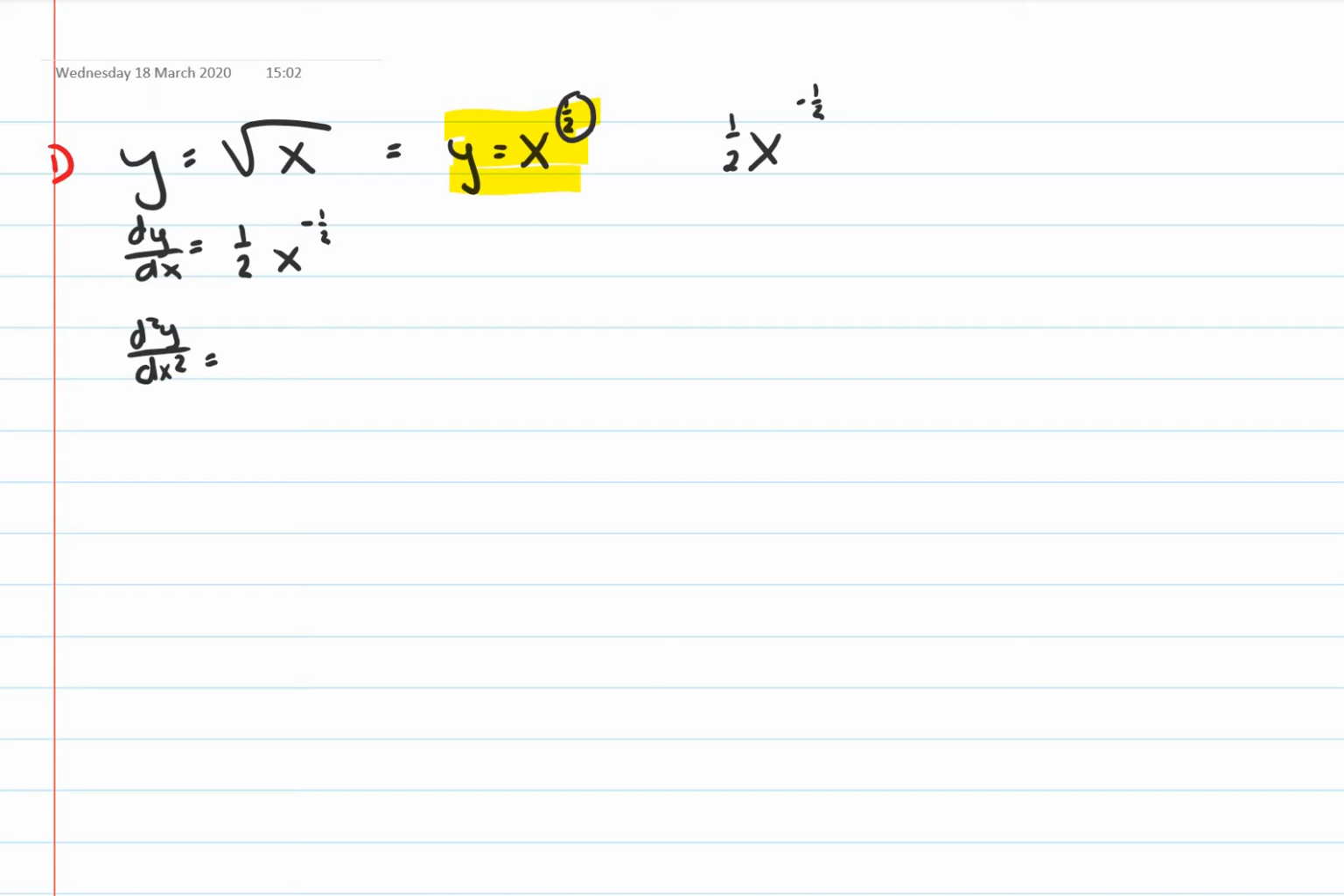Okay, so that is when I differentiated once. I have to differentiate it a second time, so I'll be multiplying the number in front of the x by the indices. So a half multiplied by minus a half is minus a quarter x, and then reduce the power by 1. So a half taken away 1 is minus 1 and a half, or another way of saying it, minus 3 over 2. So that's the first one done.